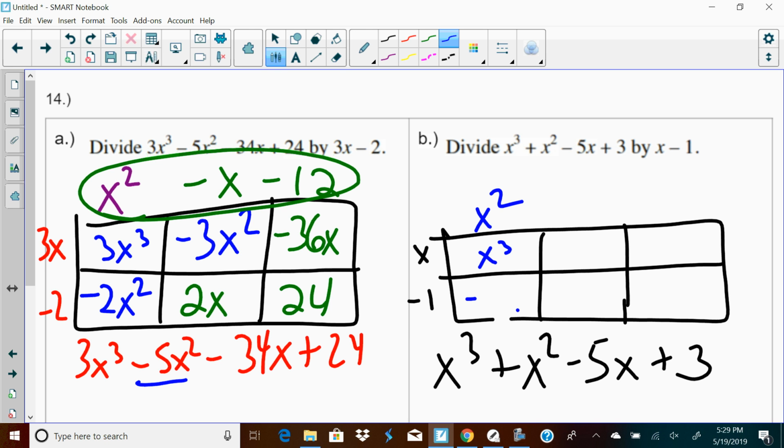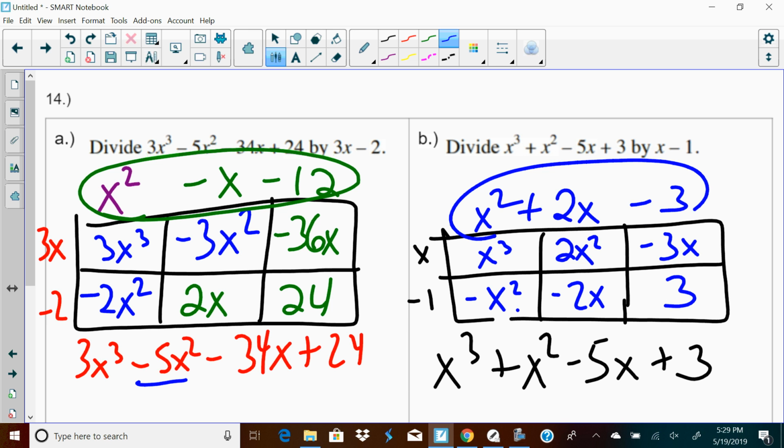I get negative x squared. I need a positive x squared, so this has to be 2x squared. So this has to be 2x. So I get negative 2x. To get negative 5x, I need negative 3x. So that means this has to be negative 3. Get positive 3 for the plus sign, so this is my answer.